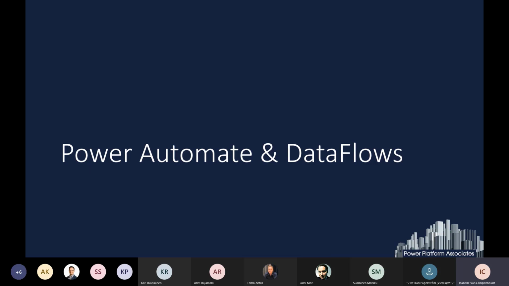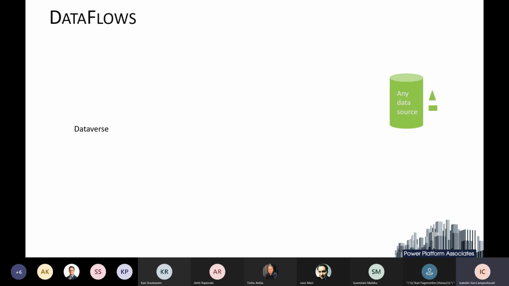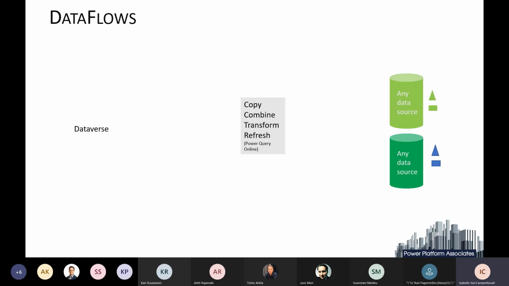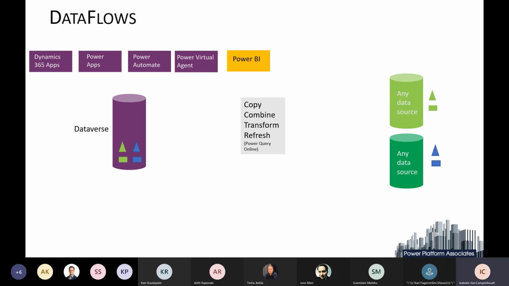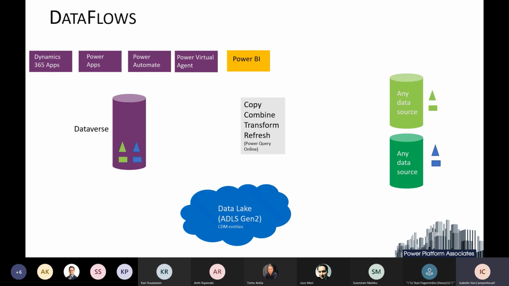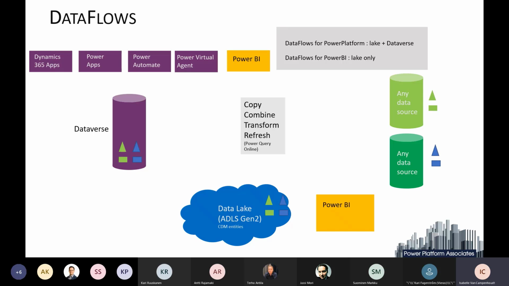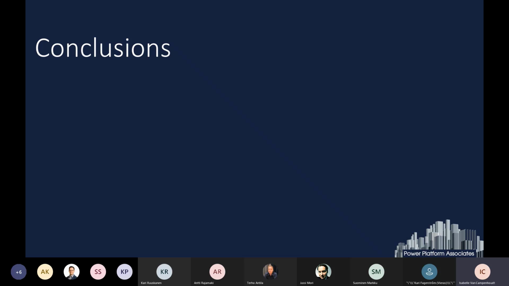So, Power Automate and dataflows: there is no direct link here with Power BI. The only thing is that both are sharing the technology of dataflows, which is Power Query Online, and both are storing data. The only difference is that Power BI is analytics and is stored in a data lake, and dataflows in the Power Platform give you the choice. If you are choosing analytics, it is in the lake. Otherwise, it is in Dataverse as well.